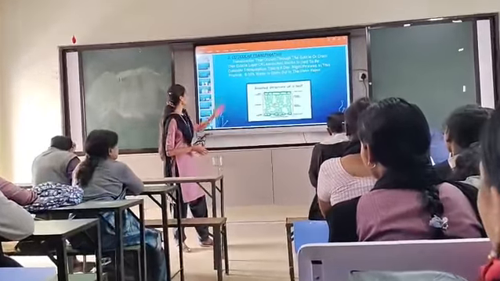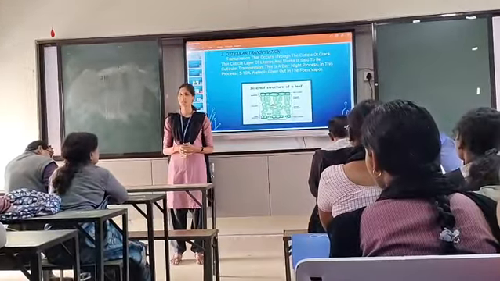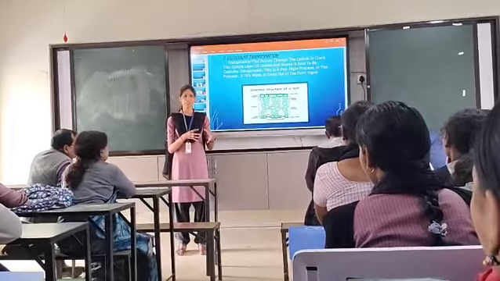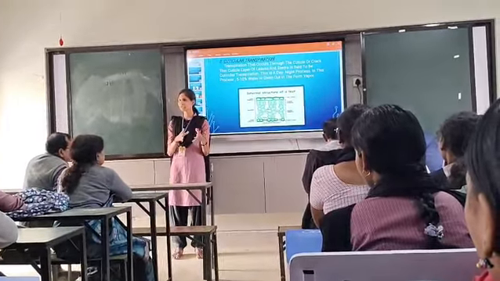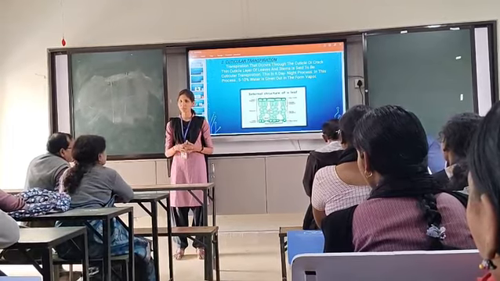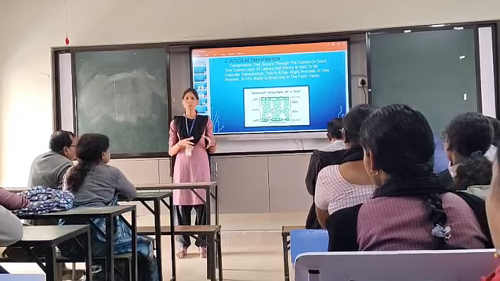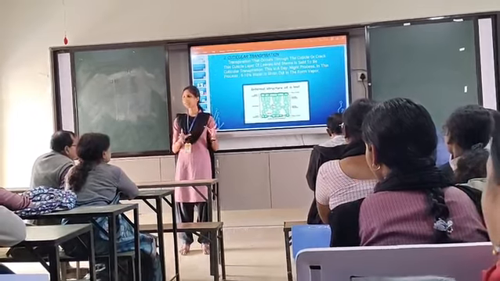Then the second one is cuticular transpiration. The transpiration that occurs through the cuticle, or the cracks or thin layer of cuticle of leaves and stems, is called cuticular transpiration. In this process, about 5 to 10% of water is released in the form of vapor. And it is a day and night process.